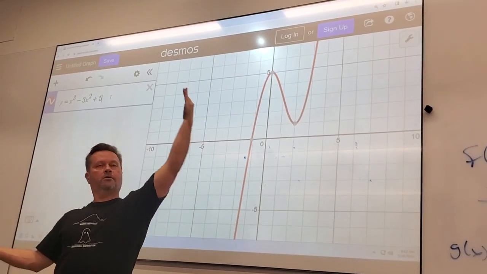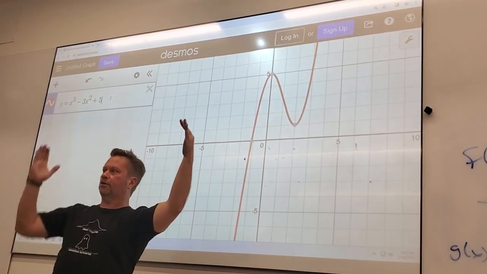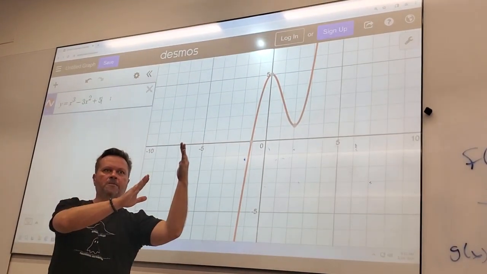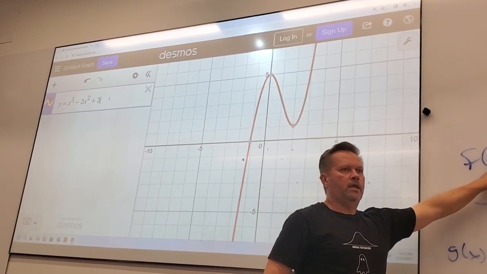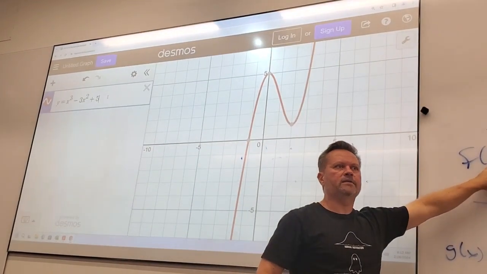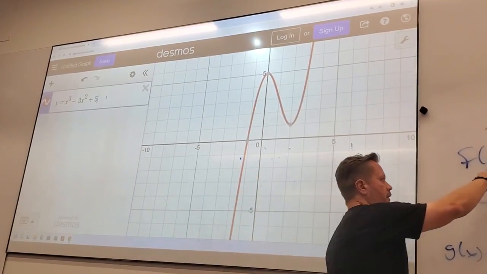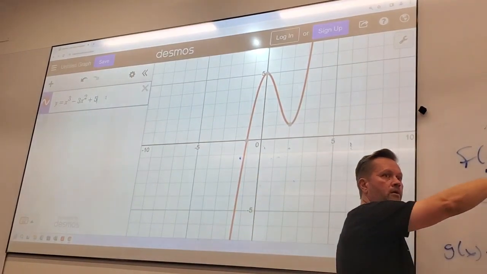Going up from there and going up on that side, but in the middle, it's got some curvy stuff going on. You with me? That's why, in general, we talk about end behavior. I can tell what that is, and then we do some more steps to figure out what it's doing in the middle.